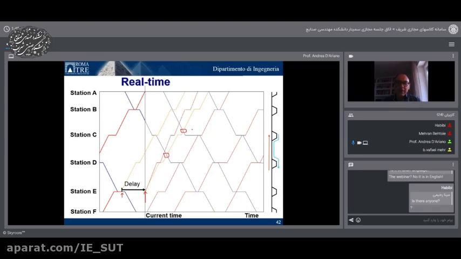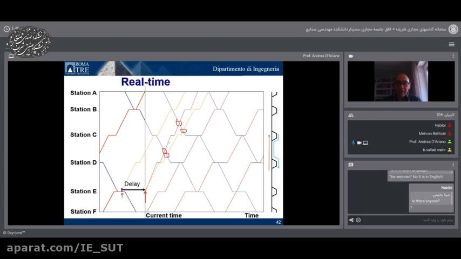Let's try to recover this, to solve this conflict by using the recovery time. So let's try to speed up the train. As you can see, the conflict is still here. You're just moving the conflict in time, but the conflict is still in the same time and space, it's still in the same track.